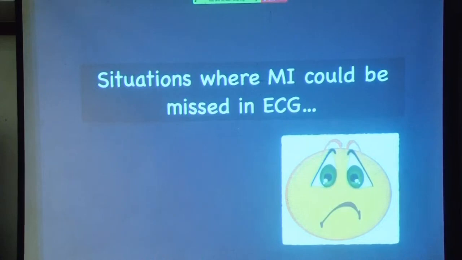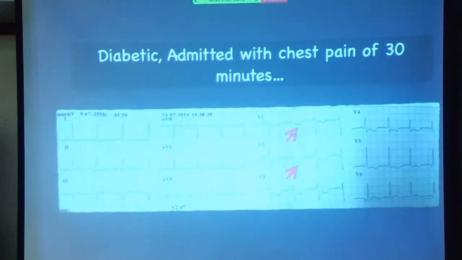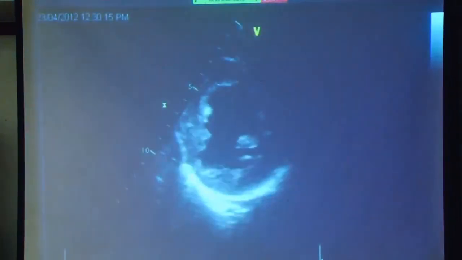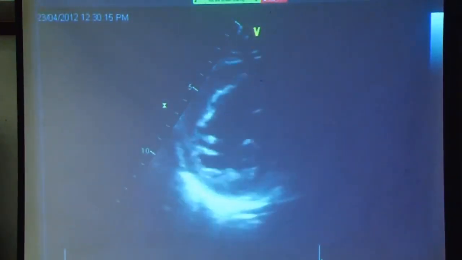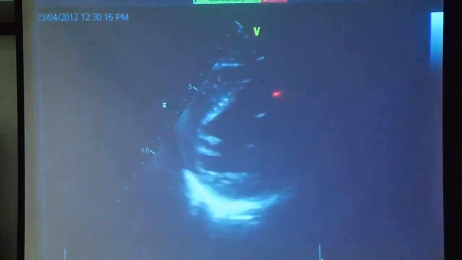We know that when we have significant ST elevation in the electrocardiogram, it's easy for us to make a diagnosis. Well, this was a patient who was admitted with chest pain of 30 minutes duration. He was a diabetic. If you go through the ECG, you can see that there is no significant ST elevation in most of the leads, but there is some ST depression in V1, V2, and V3. So we tend to diagnose that this is likely to be an unstable angina. Well, we also had an echocardiographic evaluation done while the patient was in casualty.